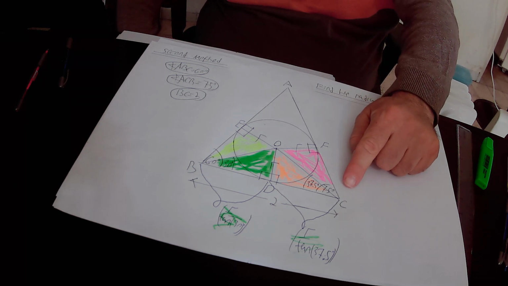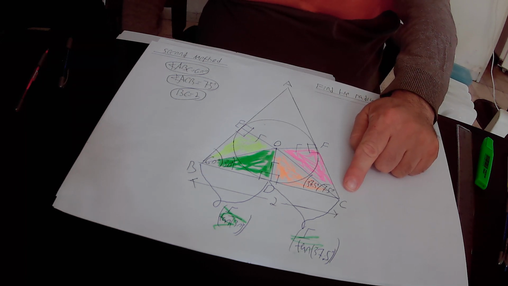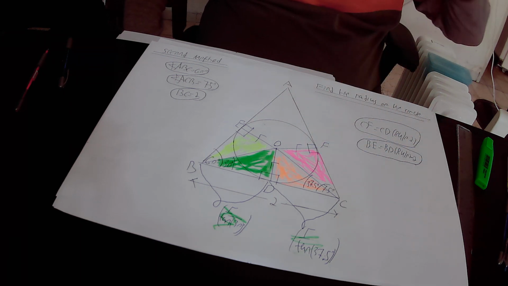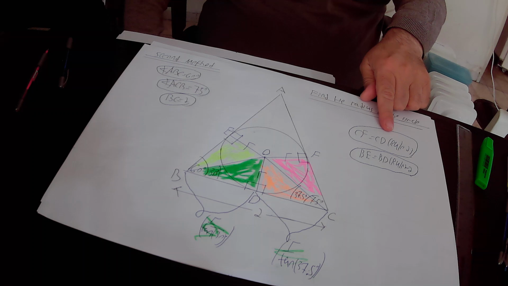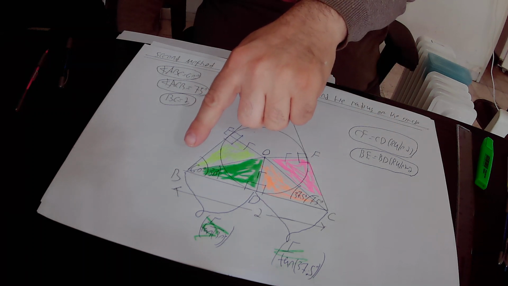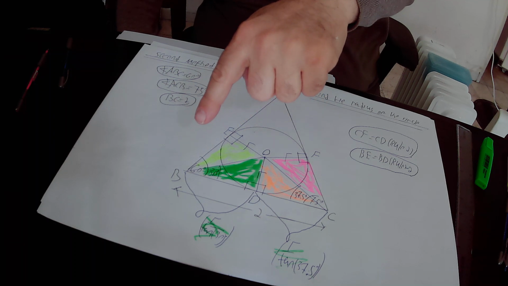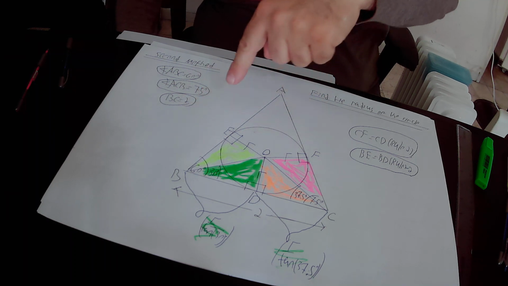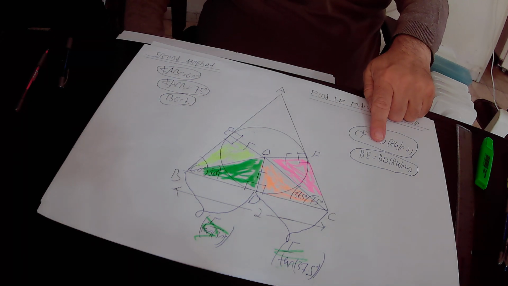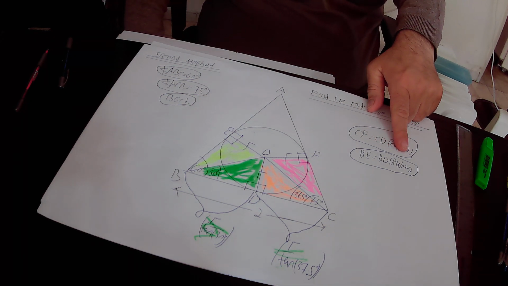If we focus on the common starting point C, from the common starting point C we have two tangents to the circle, tangent CF and tangent CD. According to rule number 2, they are equal to each other. That is to say, CF equals CD according to rule number 2. Likewise, we focus on the common starting point B. From the common starting point B, we have two tangents to the circle, tangent BE and tangent BD. According to rule number 2, they are equal to each other. That is to say, BE equals BD according to the same rule, rule number 2.